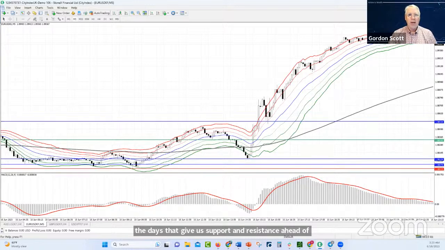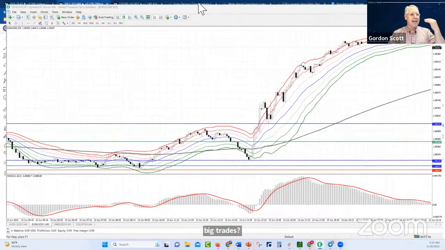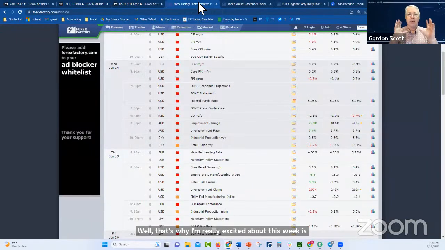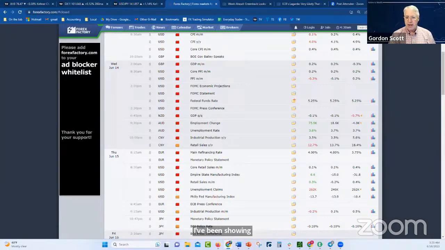Well, that's why I'm really excited about this week. I feel like this coming week is going to set up in this just textbook way I've been showing you. Okay, I'm going to get my chat window up here so that as I start going through this, if you have questions, you can just feel free to rattle them off.